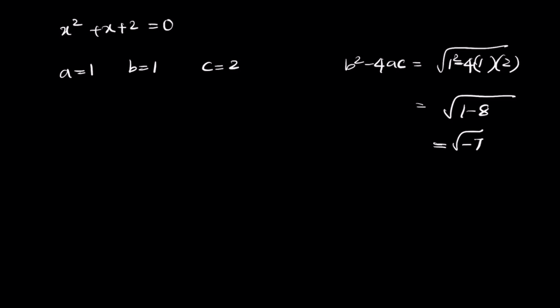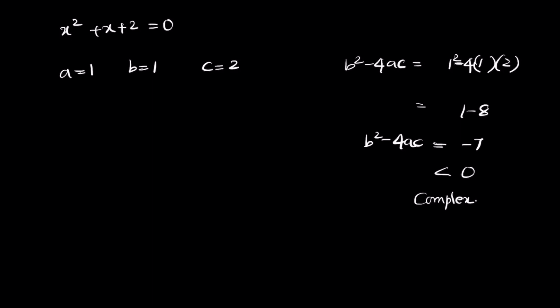So notice this value here is much less than 0, and this value, let's not take the square root, it's not a square root. So b squared minus 4ac here is minus 7, which means that this is less than 0. So the roots are complex roots.